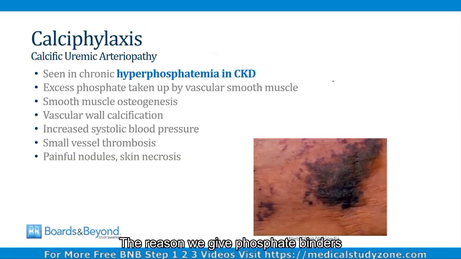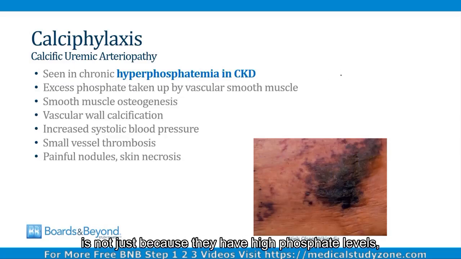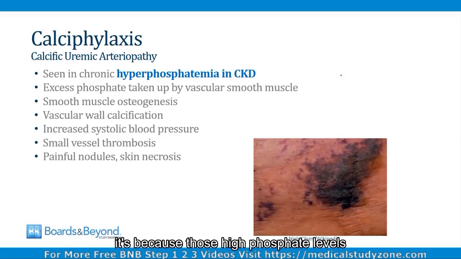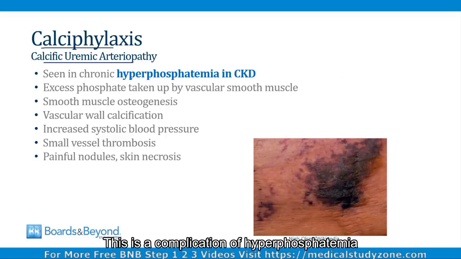The reason we give phosphate binders to patients with chronic kidney disease is not just because they have high phosphate levels, it's because those high phosphate levels can lead to what's known as calciphylaxis, also called calcific uremic arteriopathy. This is a complication of hyperphosphatemia seen in chronic kidney disease.